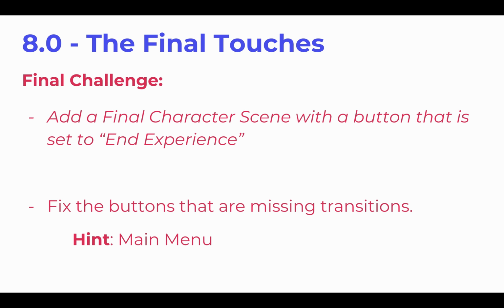So now all we have to do is add some final touches to our experience, and what better way to do that than by giving you a final challenge. So in your final challenge, you're going to take everything we've learned so far, and you're going to add a final character scene with a button that is set to end the experience. You're also going to fix buttons that are missing transitions in our experience. There's a hint in this slide, so go ahead, take a moment, pause the video, complete the challenge, and then unpause it when you're ready to see how it's done.